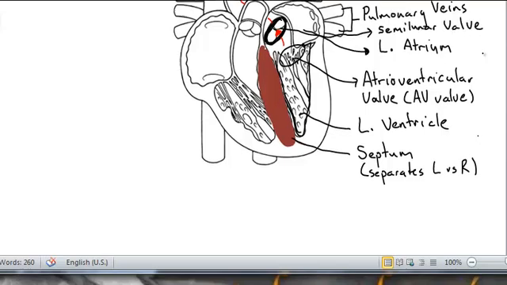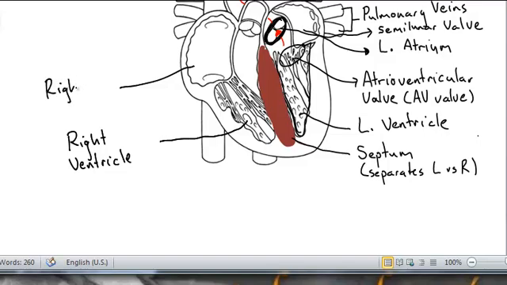Okay. If we proceed around to the right side, on the right side of the heart, we have the right ventricle. Above it, we have the right atrium. The right atrium receives deoxygenated blood from the body, and it's going to move it into the right ventricle and then on out to the lungs.